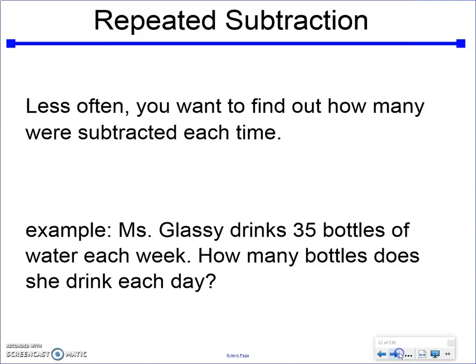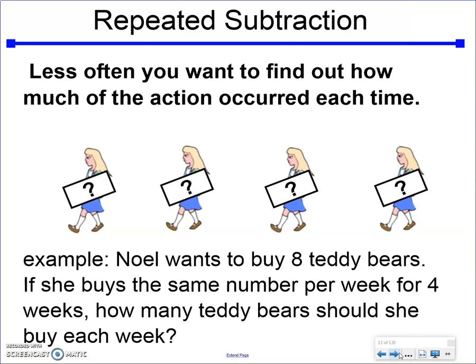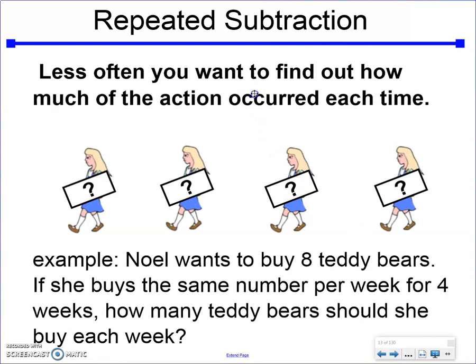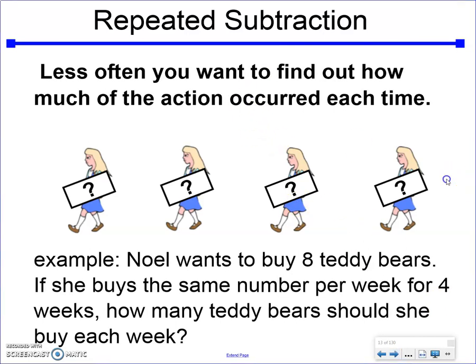Here would be another example of that less common repeated subtraction, where I know my total amount and I know the amount of time, I just don't know how much of the action occurred each time. Noelle wants to buy 8 teddy bears. If she buys the same number of teddy bears for 4 weeks, how many teddy bears should she buy each week?